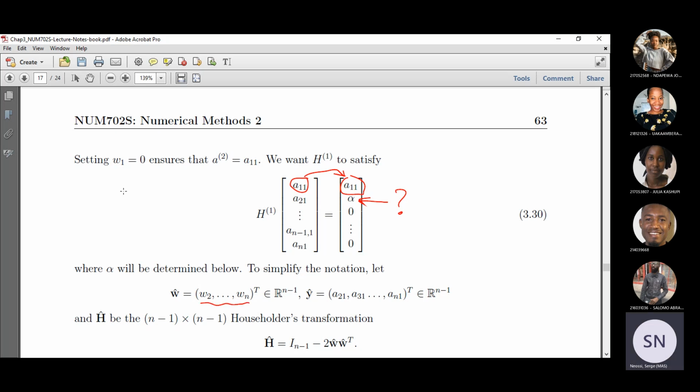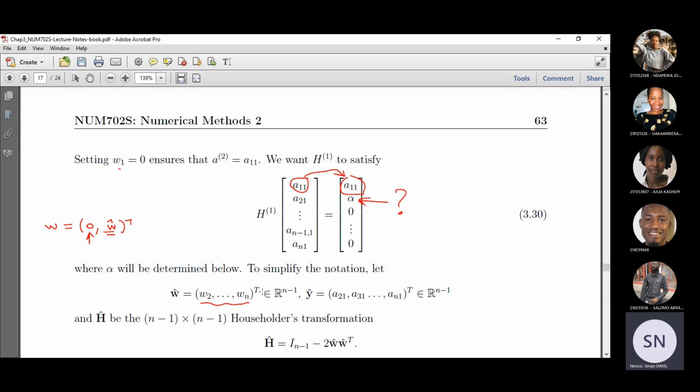Because we have already fixed W1 to 0, now we can restrict our W, because we can write W to be (0, W hat). This is the W we are looking for. So we don't have anything to do with the first entry because it's fixed to 0. The remaining entries, that's what we call W hat. You can see that it starts from 2 to n. So we are dealing with that part.